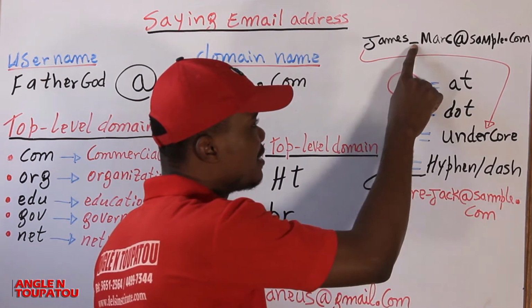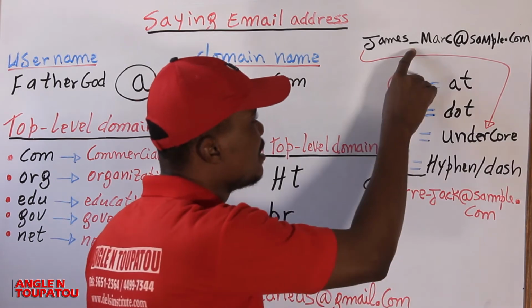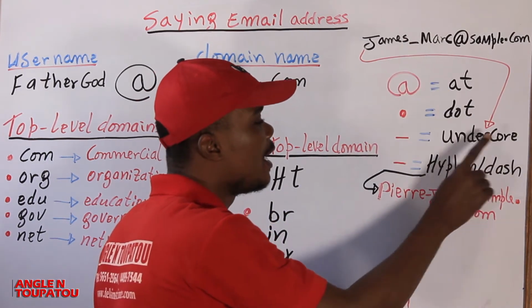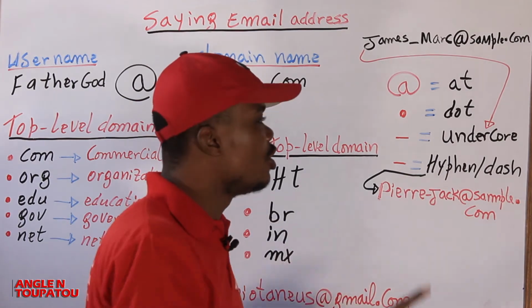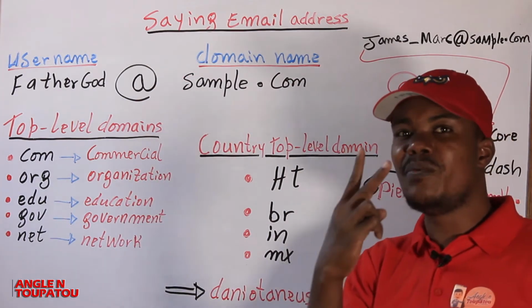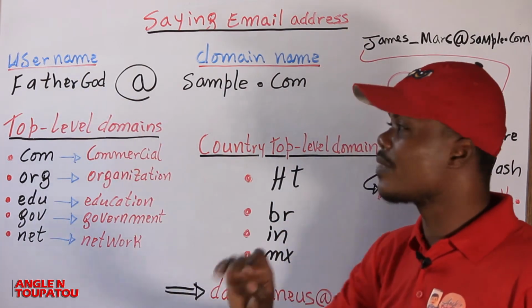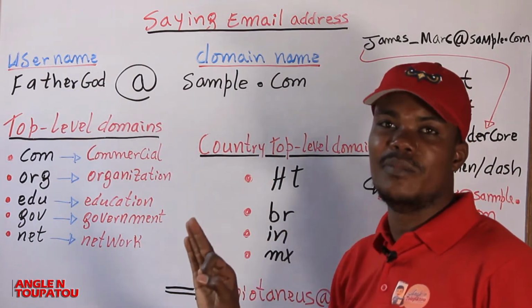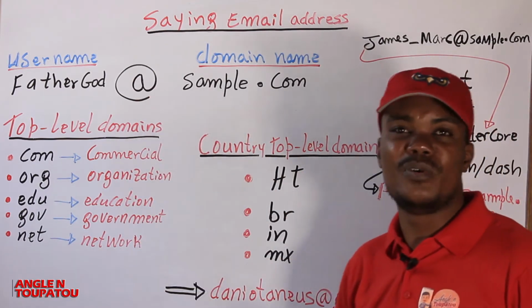You see the position of this and see this position? They are not the same. This and this position, they call it underscore. And this position, they call it hyphen or dash. Good. Let's go back to two parts of an email address. The first part is username, and the second part is domain name. And in the middle you see at. Now you know how to pronounce this.